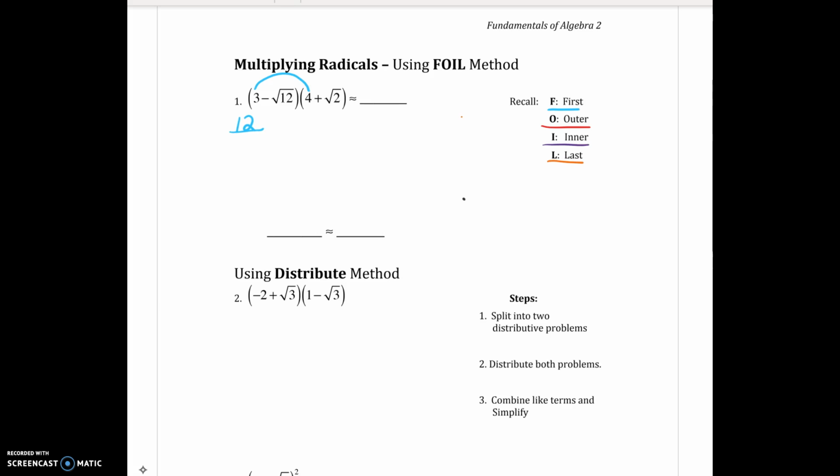But now we're going to be multiplying a radical times a number. So I'm going to do my outers.